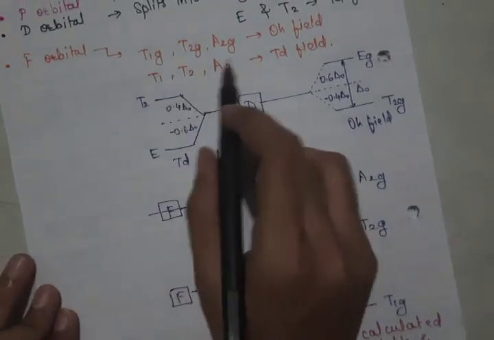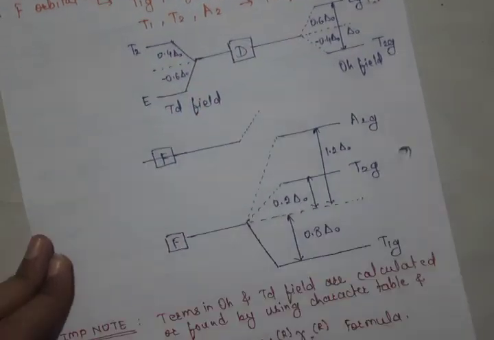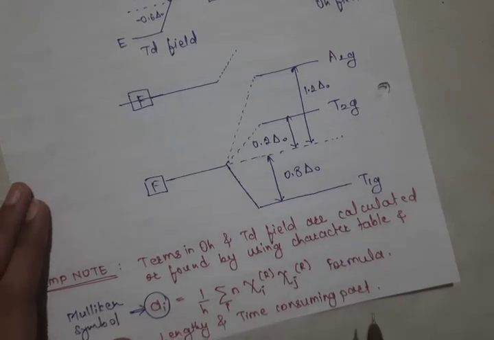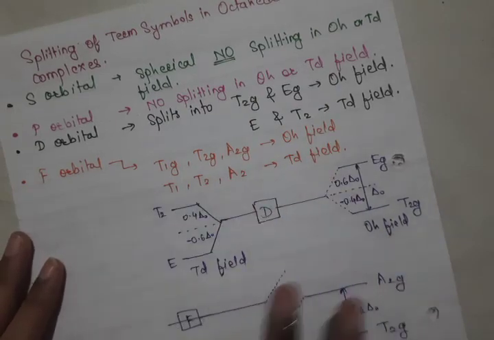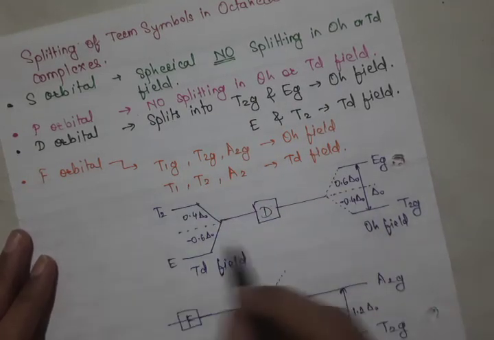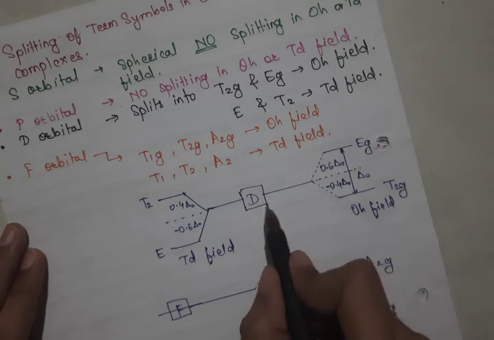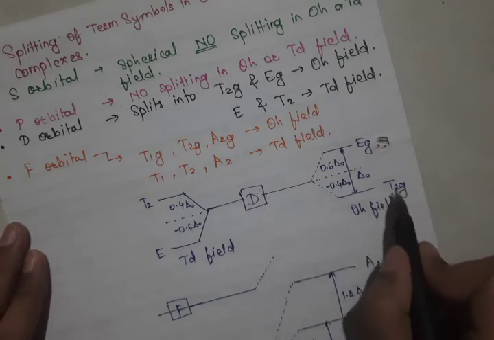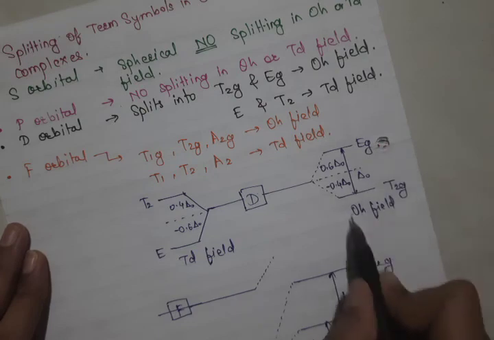These Mulliken symbols can be calculated using this formula and the character table, but that part is very time consuming and lengthy. That's why I'm telling you the short trick to remember all these things. So the d term gets split into T2g and Eg in case of an octahedral field.